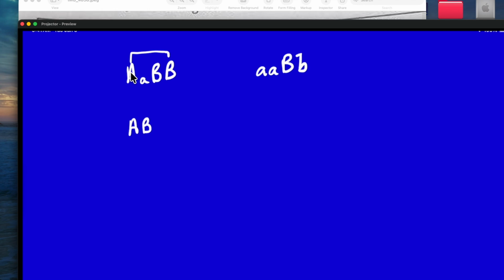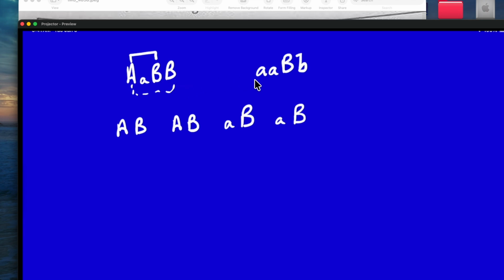That's first. No, that's wrong. Sorry. First times first is going to be capital A times capital B. Then we're going to do the outside, capital A times capital B. Then we're going to do the inside, which is small a, capital B. And finally, we're going to do the last, small a, capital B.